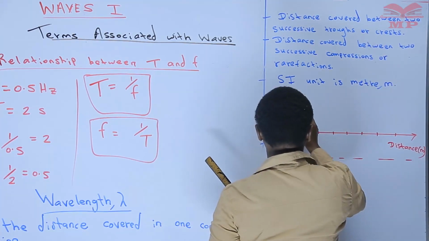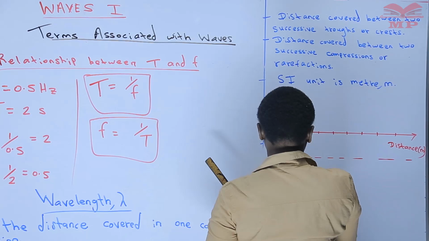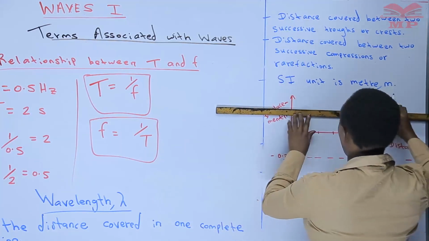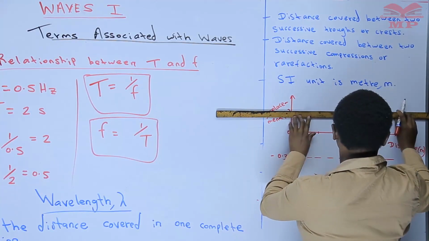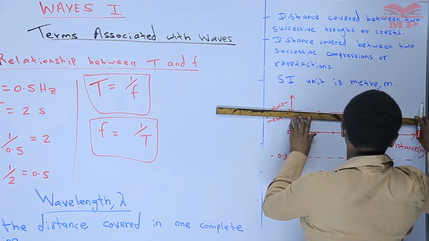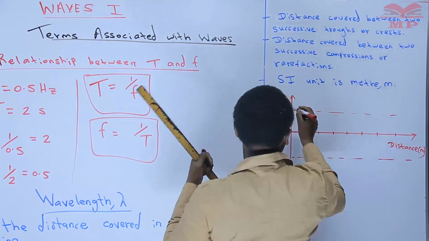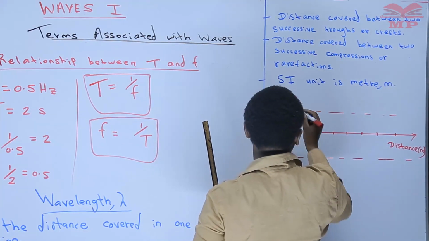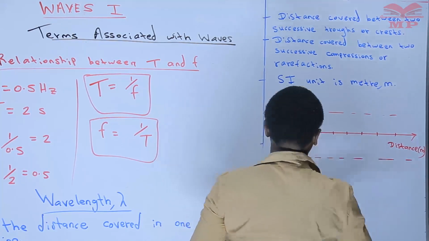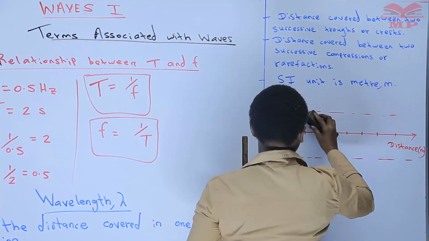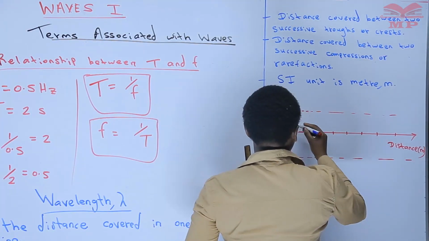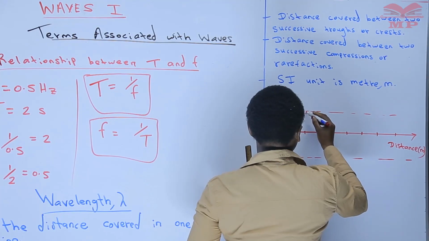This is displacement in meters. Here we have 0.3 negative, and here we have 0.3. So here is 0.3. So we have our wave. I'm going to draw the transverse wave and be able to define wavelength.